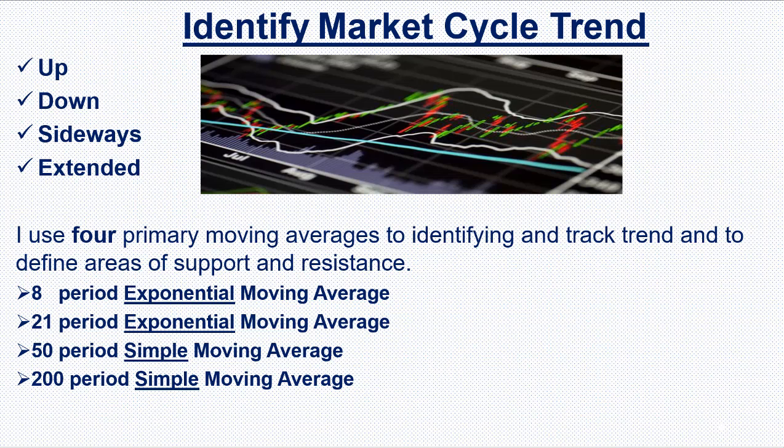So to help me do that, I use 4 primary moving averages to track trend and to find areas of support and resistance. So the 4 moving averages are the 8 period exponential moving average, which is a fast moving average. Then I use a 21 exponential moving average, and then a 50 simple moving average and the 200 period. So on all my charts from a daily all the way up to weekly or monthly, I'll always have these 4 moving averages to help me track trend and identify key areas of support and resistance.